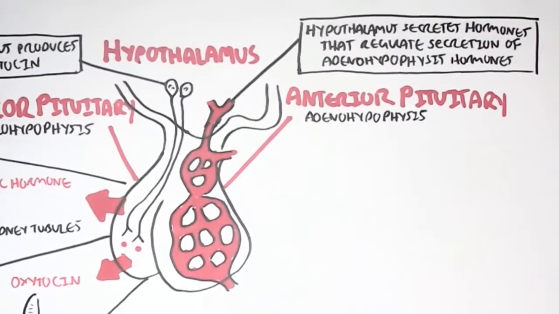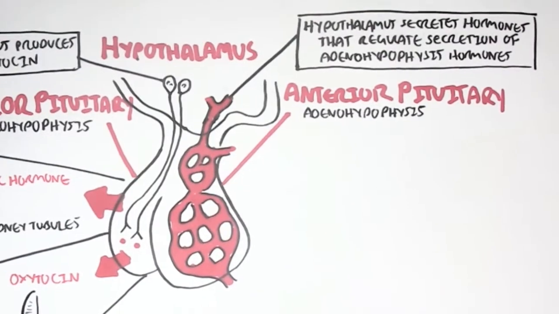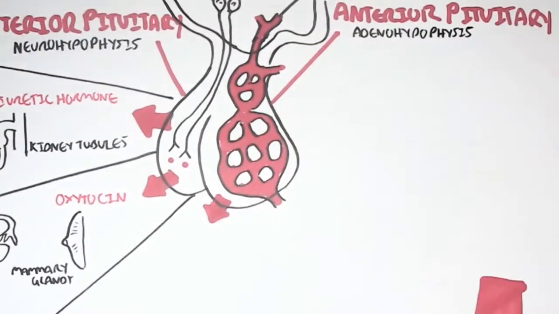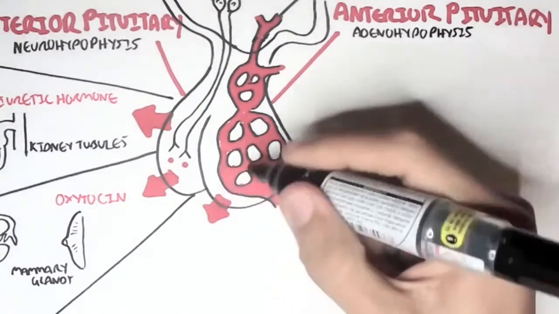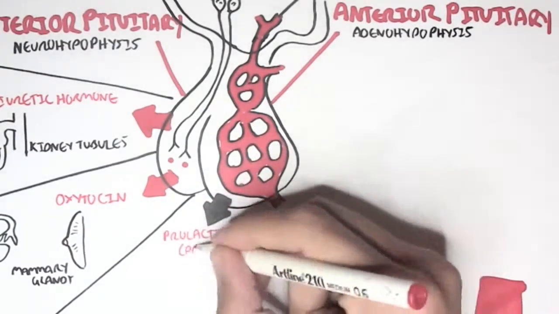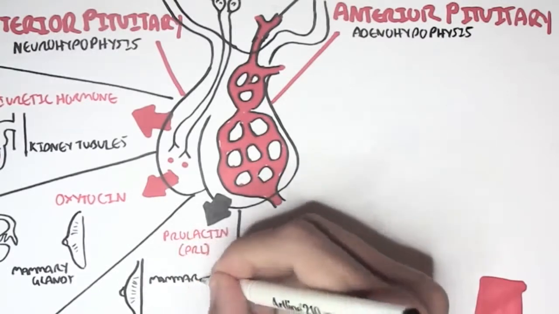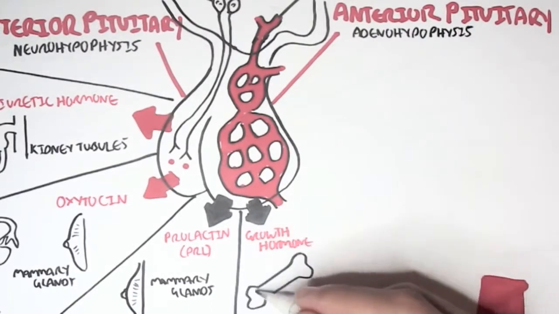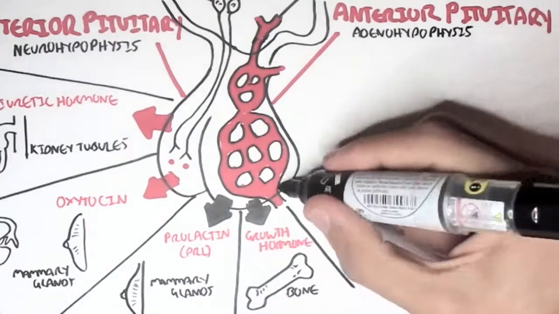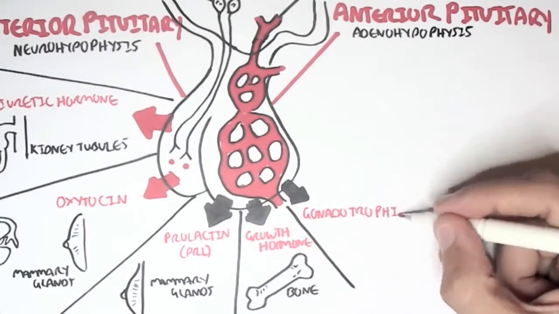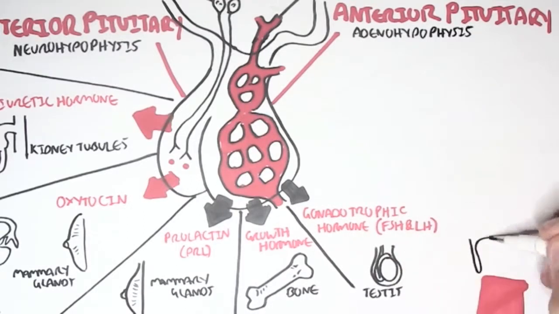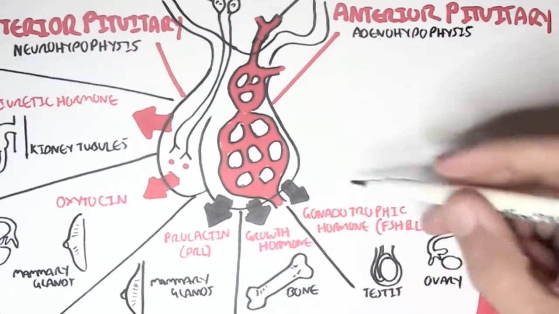Anyway, whatever the case, if it's all okay, the anterior pituitary can secrete prolactin, abbreviated PRL, which will target the breasts, essentially for milk production. Anterior pituitary can also secrete growth hormone, which targets many tissues, such as the bone, for growth. The anterior pituitary can secrete gonadotropic hormones, such as follicle-stimulating hormone and luteinizing hormone, which will target the testes or ovaries, depending if it's male or female.